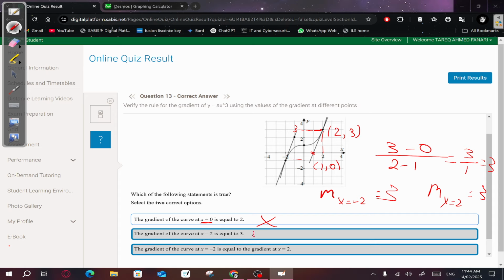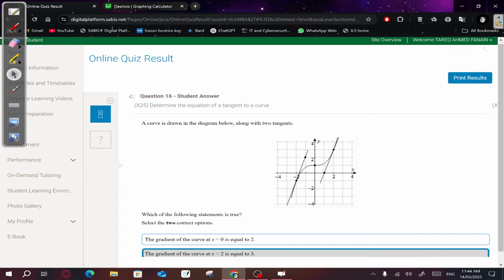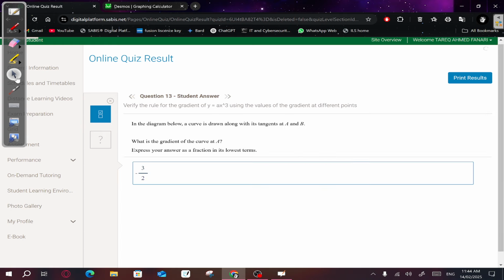So here we have this correct. And the gradient of the curve at x equals -2 is equal to the gradient at x equals 2, which is also correct, because it's equal to 3 in both cases. That's correct, and these are our 2 correct options. Okay, I believe there are 2 more questions. No, 3 more questions. Okay, that's fine.